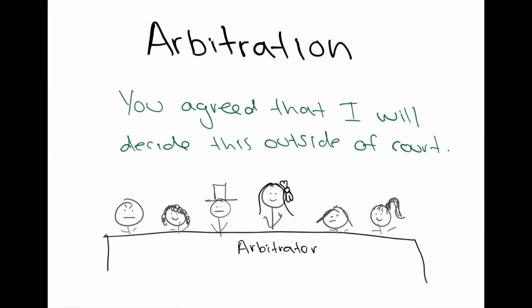On the other hand, an arbitrator can make a decision between the parties. So an arbitration is similar to a mediation, but instead of a mediator, you have an arbitrator, and the arbitrator makes a decision about who they agree with, and that is binding on the parties.